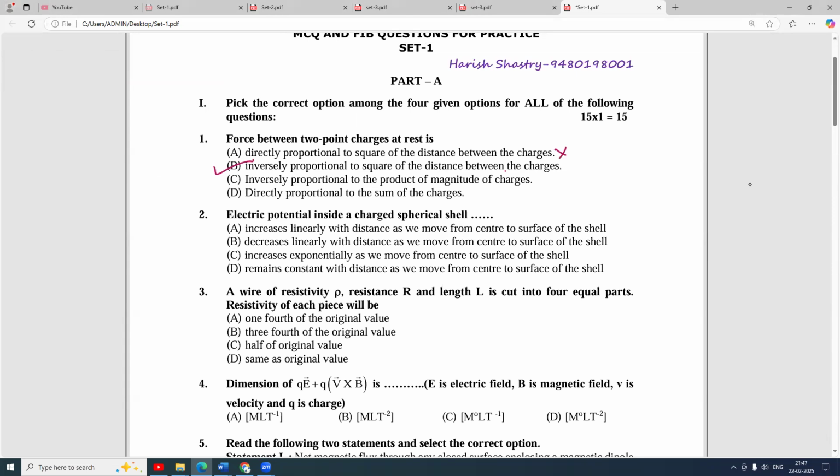Inversely proportional to the product of magnitude of charges. No, it is directly proportional to the product of magnitude of charges. Directly proportional to sum of, no, it is not proportional to sum of the charges. It is proportional to product of the magnitude of charges.